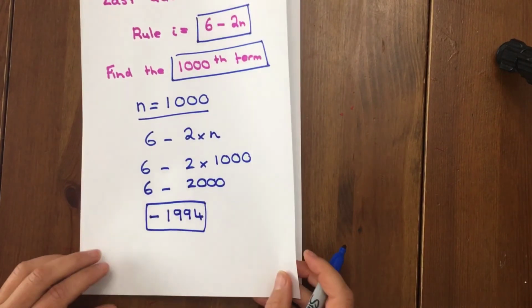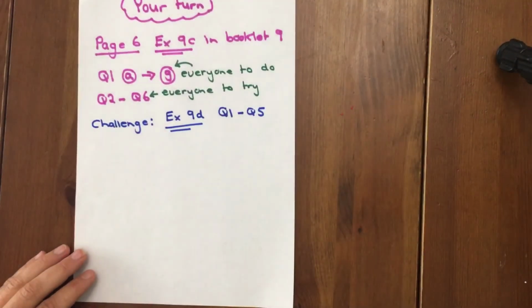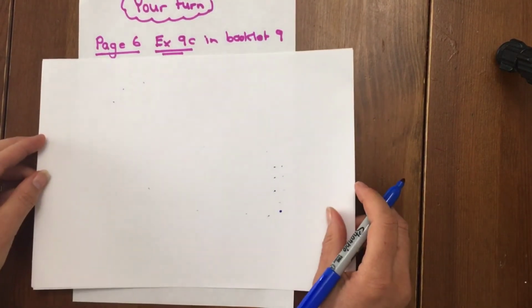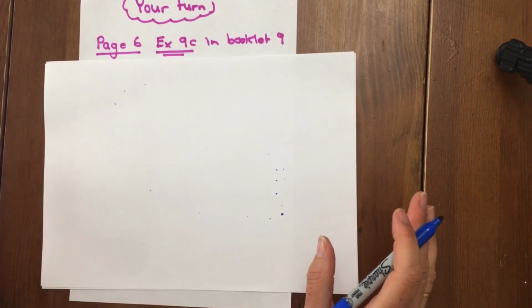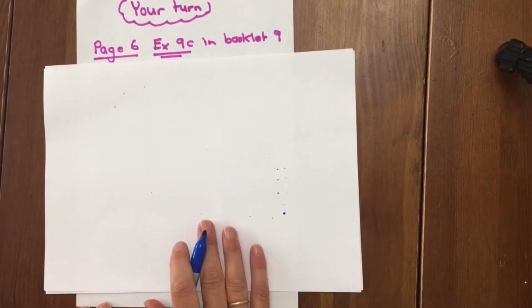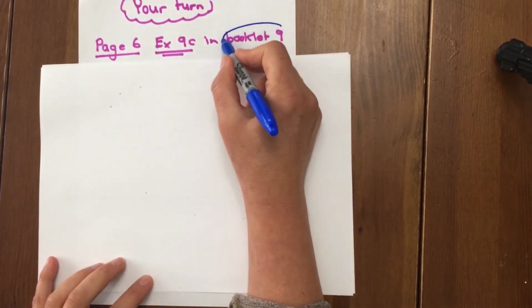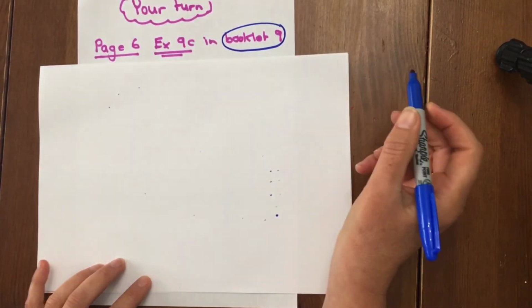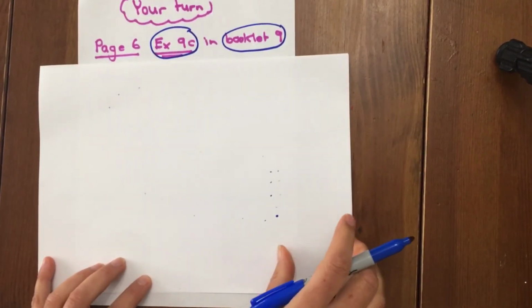Okay, your chance now to have a go at some questions. I've done this as three tasks, one compulsory task and 2 optional tasks. So you're going to go to booklet 9. Some of you are going to the wrong booklets. Please make sure it's booklet 9, page 6, exercise 9C.